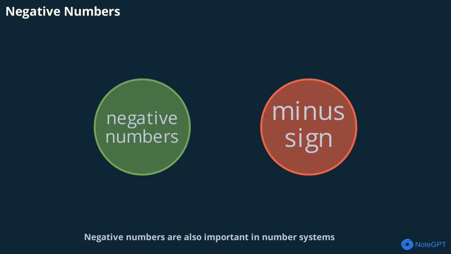Negative numbers are also important in number systems. They allow us to represent values less than 0, like temperatures below freezing or debts. Negative numbers are written with a minus sign in front. Understanding how negative numbers fit into number systems helps you solve a wider range of problems in math and science.